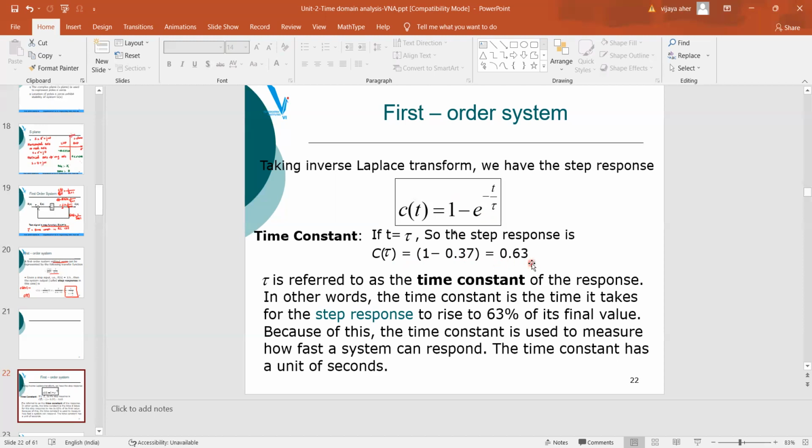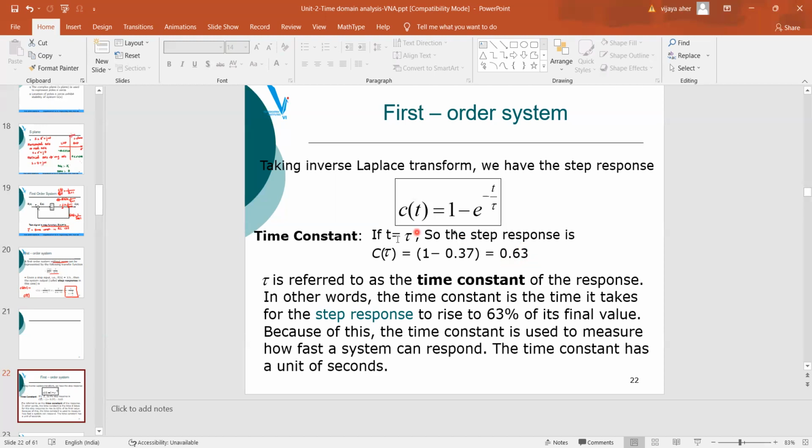So what is the meaning of this? 0.63 into 100, what does it become? It becomes 63%. Okay. So from this figure of time constant, you'll come to know how fast your system is responding. In other words, the time constant is the time it takes for the step response to rise to 0.63, or in percent, to rise to 63% of its maximum value. Okay, this is the meaning.